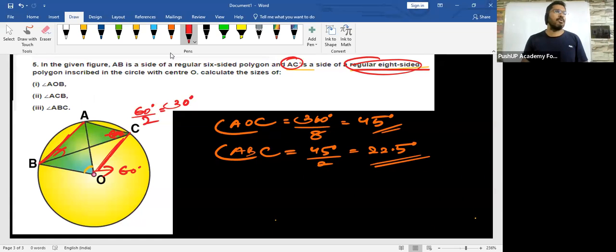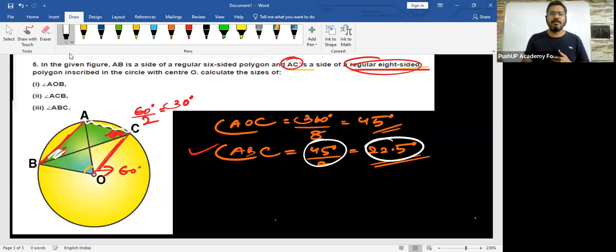But that, Gopika, wasn't the question. They were asking us to find what? Angle ABC. And what is angle ABC? It is the angle subtended by the same chord AC at the circumference of the circle. So how much should it be? Half of 45 degrees. That is equal to 22.5 degrees.